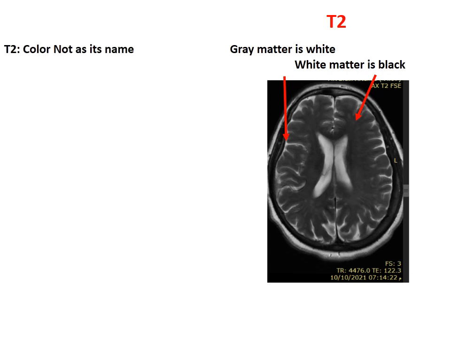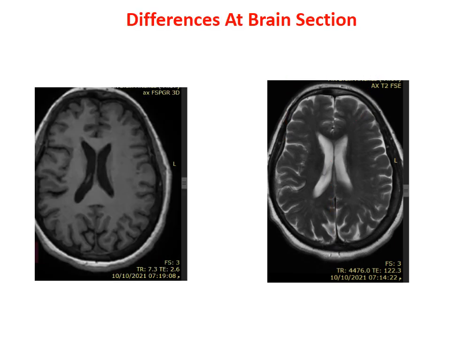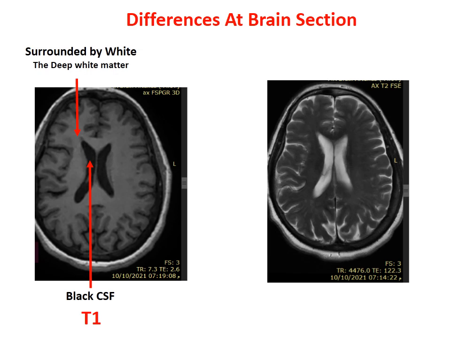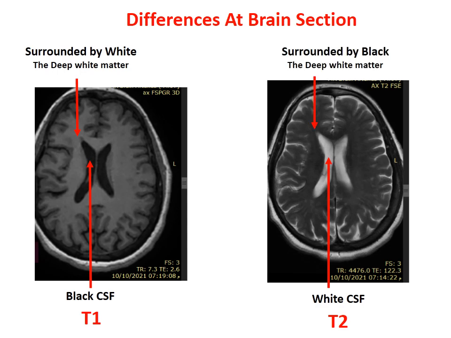The reverse is true in T2. In T2, the outer gray matter is white and not gray, and the inner white matter is black and not white. So in T2, the color is the reverse of the anatomical name. However, the CSF will look white. Why? Because T2 is fluid sensitive. So the main difference in the brain section is that in T1 the black CSF is surrounded by white area, whereas in T2 the white CSF is surrounded by black area.